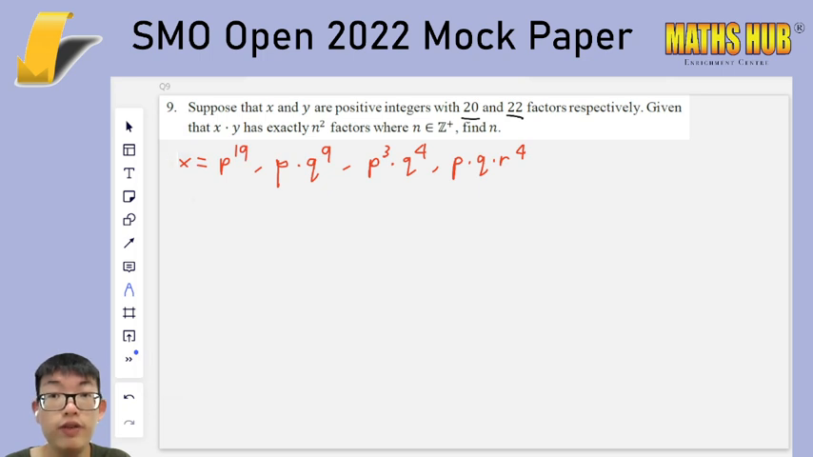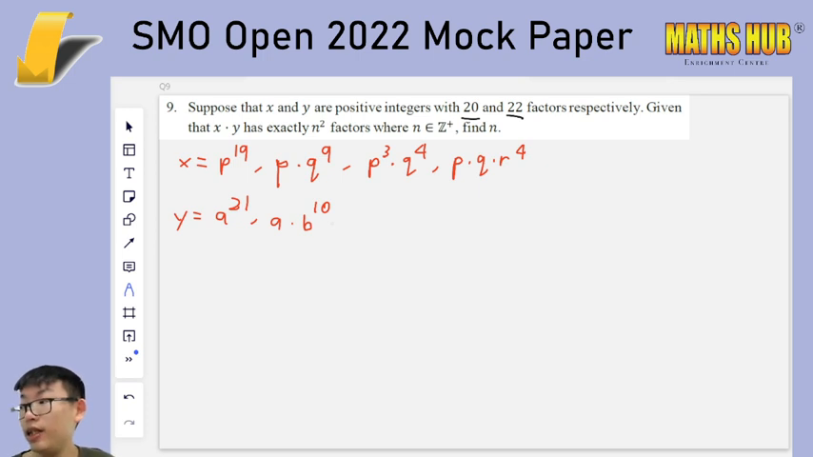And now we will do the same thing for y. Y could either be, I'll use A, B, C here to contrast that p, q and r may not be the same in these two scenarios. But they could also be the same. We're just not sure which ones should overlap. So it could be 21 or 2 times 11, meaning that it could be a to the 21, or a times b to the power of 10. Now we need to overlap these prime factors, some combination of them, so that you exactly get a square number of factors.